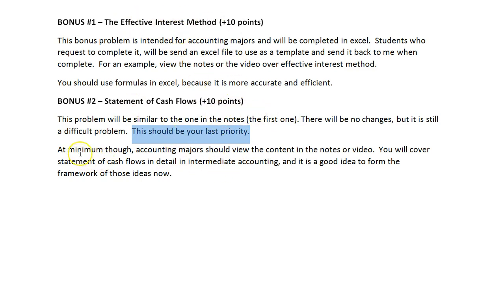And I would like accounting majors though to view at least the video and get some framework of the idea, because it is going to be in intermediate accounting, and it helps to get ahead of the curve and build that framework before you get to intermediate accounting.